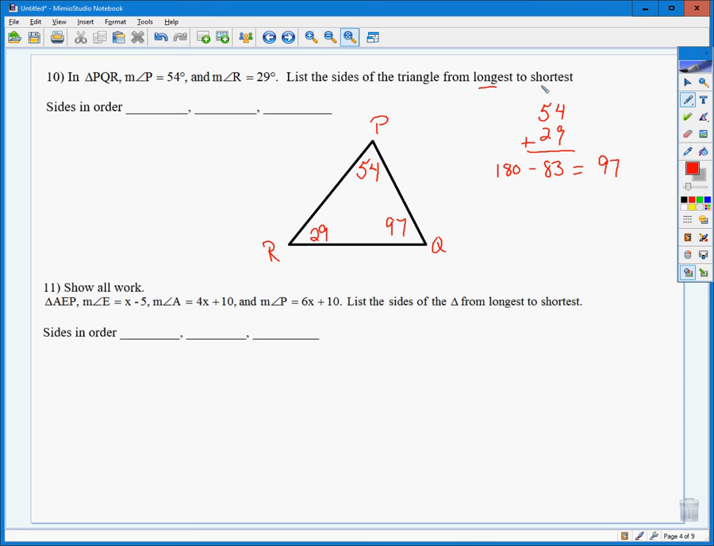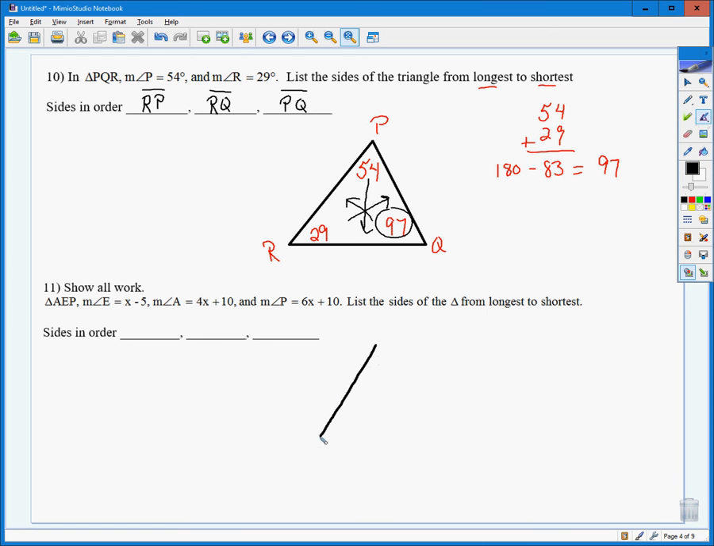They want them from longest to shortest, so the longest is going to be across from the largest angle, which would be segment RP. Please make sure your notation is proper. The next longest segment would be across from the 54, which would be segment RQ. And last but not least would be across from the 29, which would be segment PQ. Again, if I did PR, that would be okay. The order of these two don't matter, but it is important that they're both capital letters with the segment line across the top.